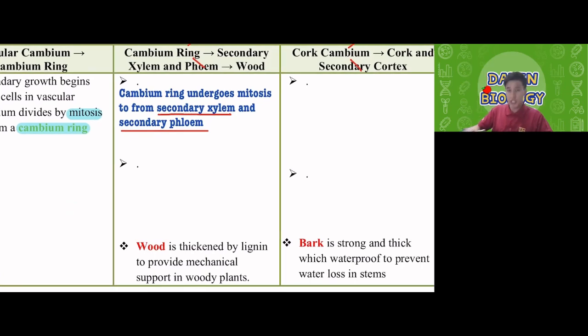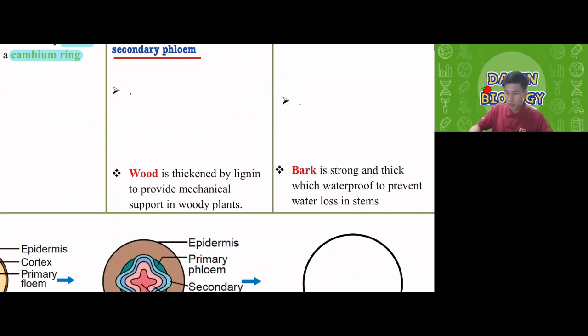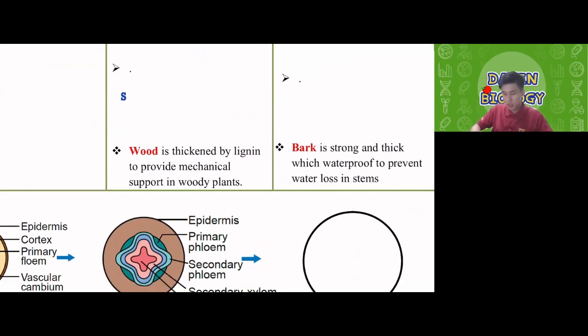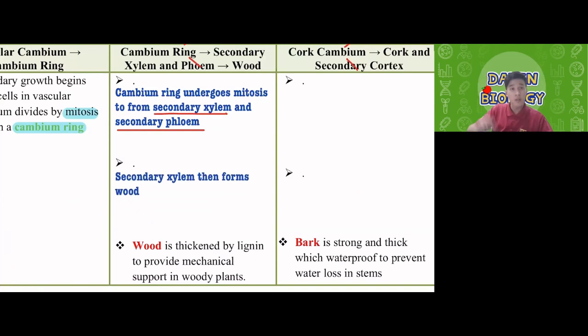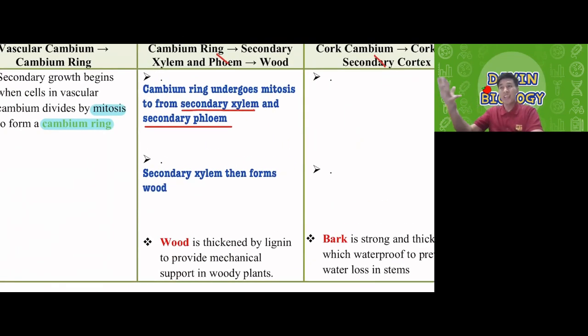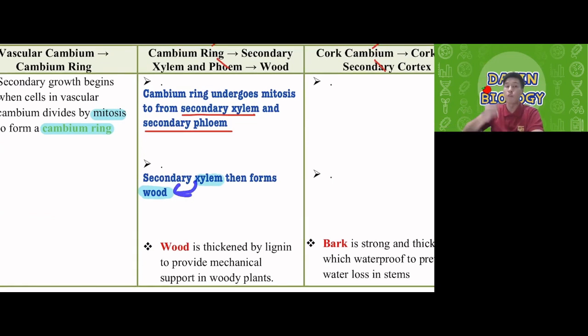Then, your secondary xylem will form another thing. So don't forget to write this also. You say the secondary xylem then forms wood. So remember we said that only woody plants have secondary growth. That is because only through secondary growth can you form wood. Only through secondary growth will you have secondary xylem. And secondary xylem is actually made up of wood.